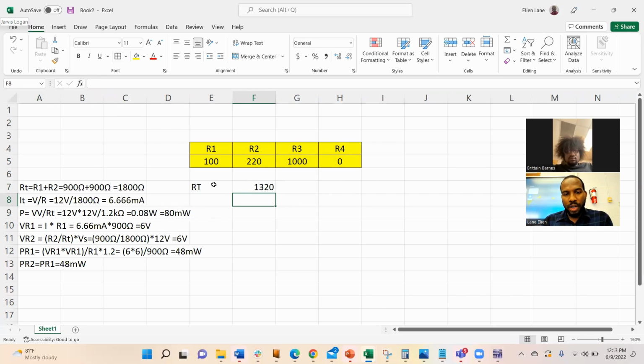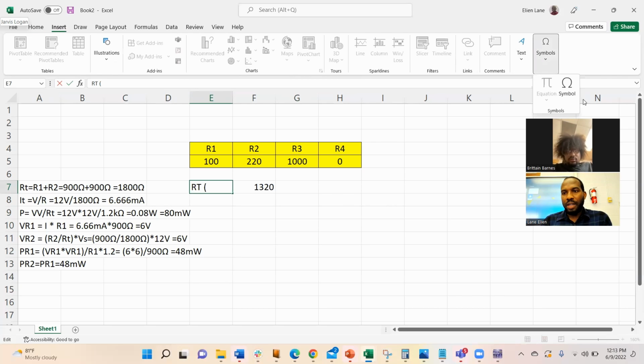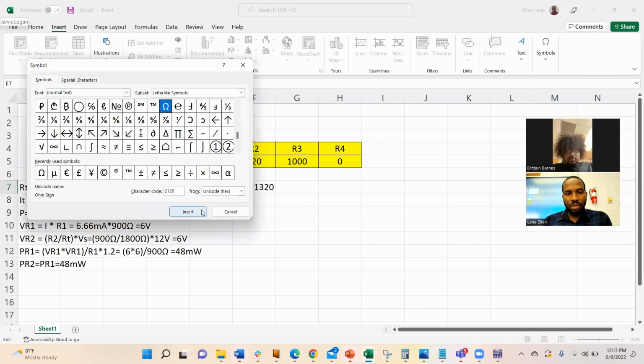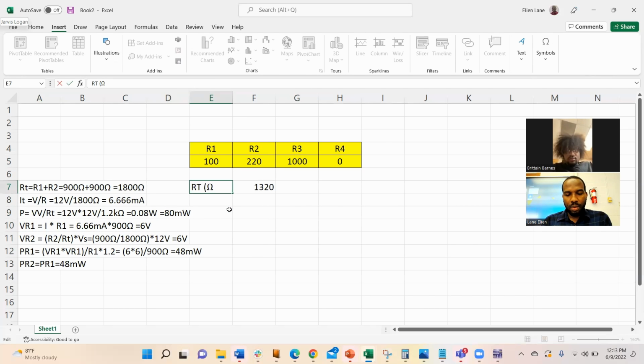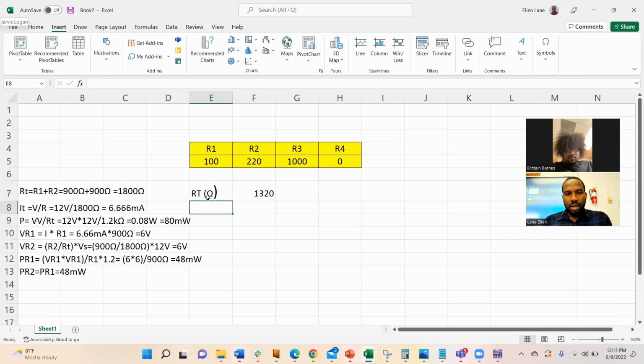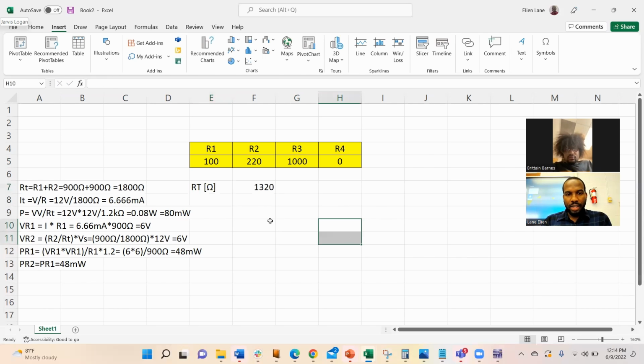And now this is in ohms, right? So we can say, okay, in ohms, so that someone does not get any idea that it is in kilo ohms or something like that. So we can just say this is RT in ohms. Okay, I don't know why the brackets don't want to behave. Okay, let me just fix it to square bracket instead. All right, so RT in ohms.